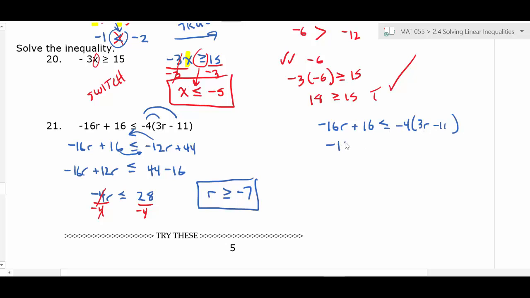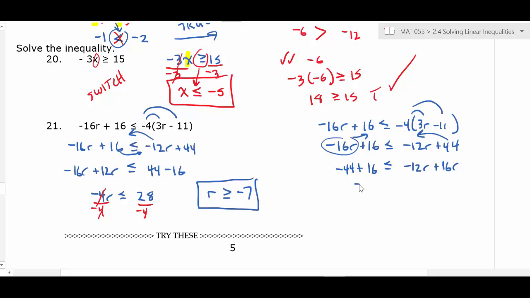Now I'm going to start this the same way. I'm going to just bring down the left side, do a distributive property to get negative 12r plus 44. Now this time I'm going to get all my variables on the right side. So I'm going to leave this where it is. I'm going to move this to get plus 16r. I'm going to leave 16, and I'm going to move the 44 to get negative 44 like that.